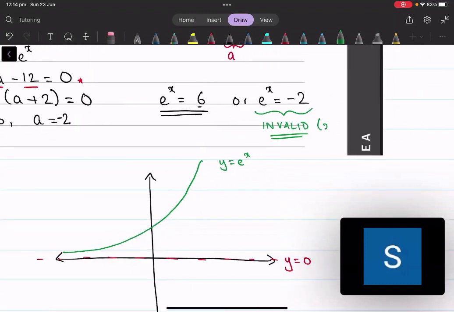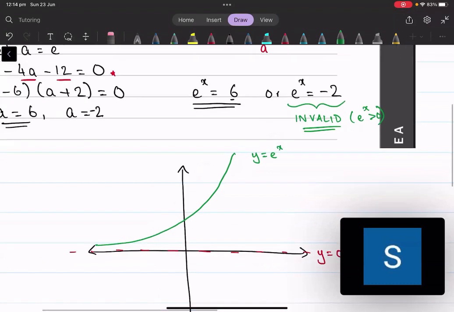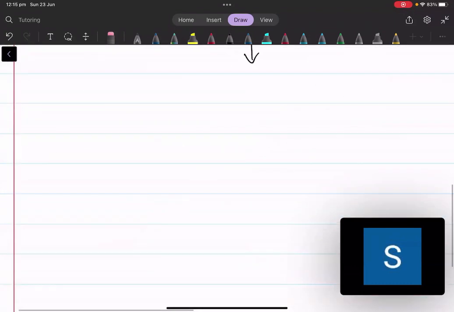Now we have to justify that this is because e to the power of x is greater than 0. So e to the power of x equals negative 2 is invalid because we want our exponential to be positive. So in that case, we have e to the power of x equals 6 being our acceptable solution. So to summarize, we have e to the power of x equals 6, which we must solve for x.